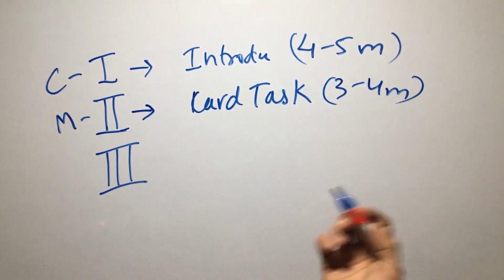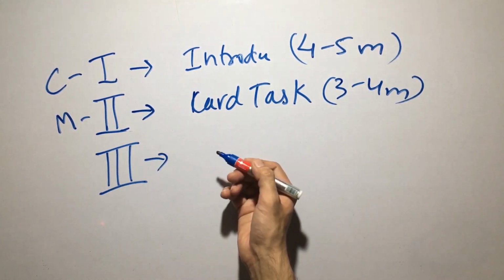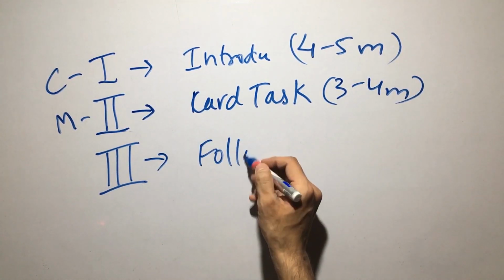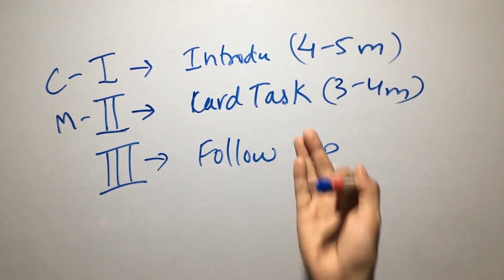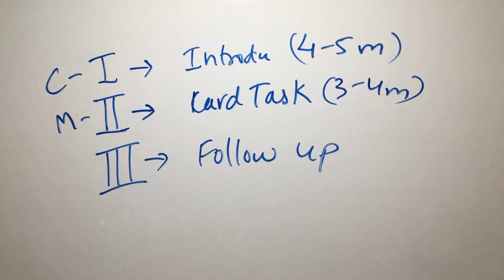Remember, this is 4 to 5 minutes. And Part 3 is again a follow-up type. So basically, they will ask questions from this card, whatever the topic is. The topic could be something like, describe a seminar you have attended recently.